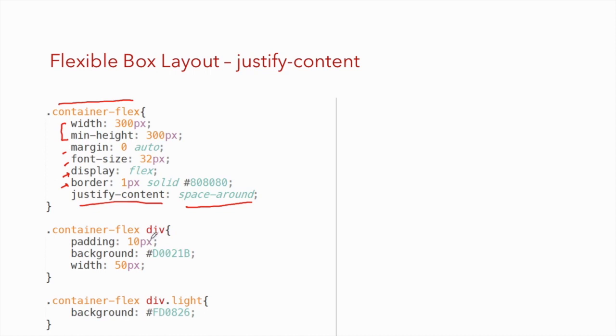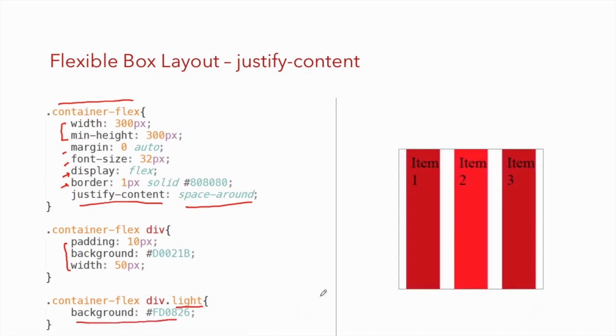Then for the sub items of your container flex, or your flex items, I have specified padding as 10 pixel, background and width. And then we have one more CSS for one individual element. We have applied a class called light, and we have set a different background color to it. So here you can see that it has added space around all the flex items. Okay, so this is justify content with the value space around.